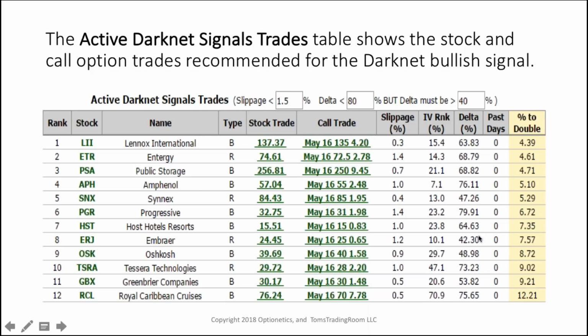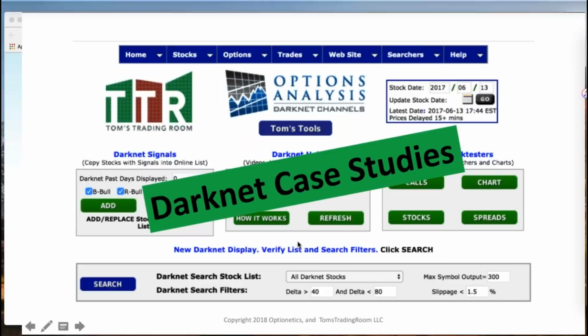And we get signals almost every day where it'll come out like this, and it'll show me stocks, and it'll show me an example of a call option, and we'll go through and look at slippage. But we've actually updated this. I want to kind of show you how this actually works. So let's look at some case studies.